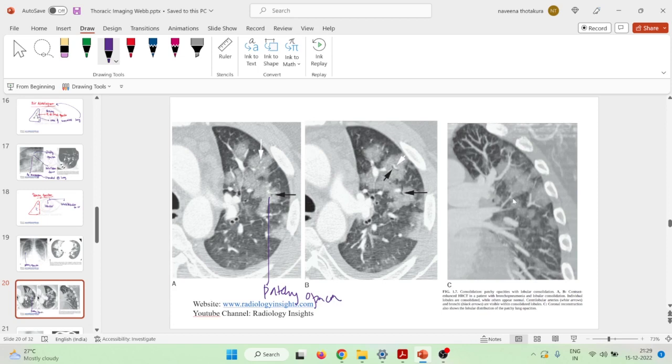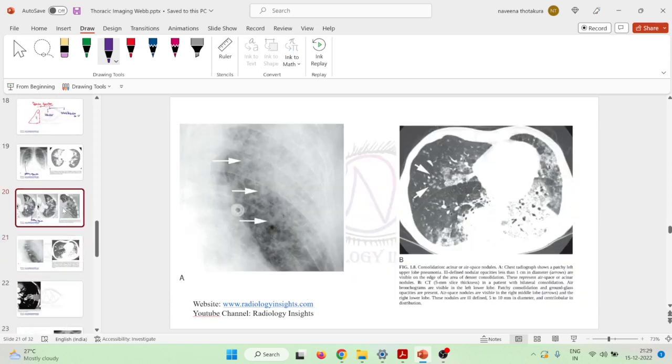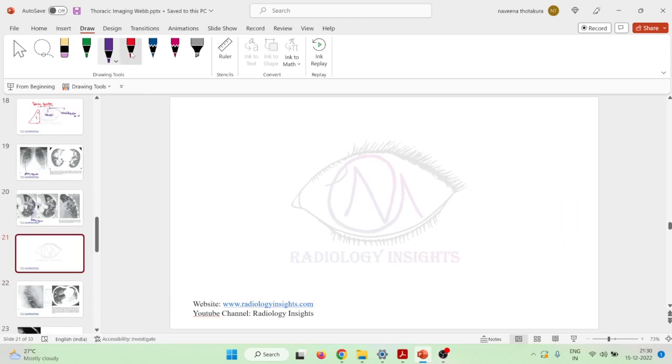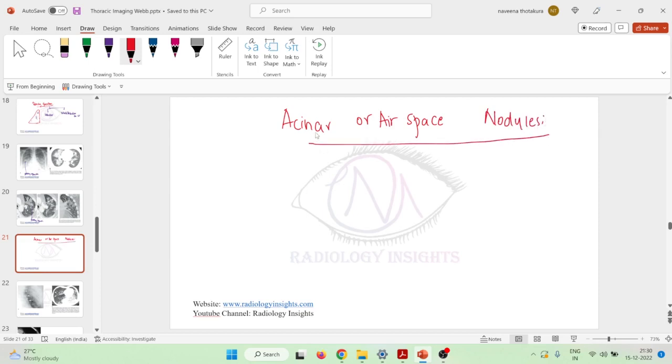These are also different patches of opacities which are seen in CT. The next important thing is about the air space or acinar nodules. Then the next consolidation change, or the change which represents consolidation, includes acinar or air space nodules. What are these acinar or air space nodules?